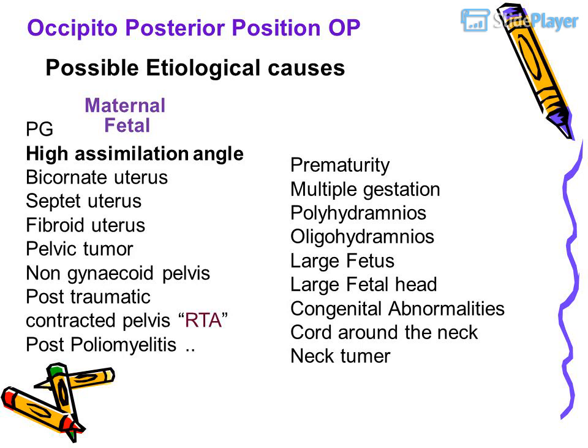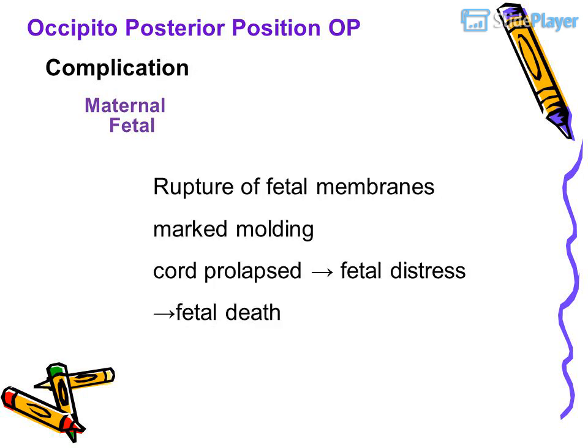Possible etiological causes. Maternal: high assimilation angle, bicornuate uterus, septate uterus, fibroid uterus, pelvic tumor, non-gynecoid pelvis, post-traumatic, contracted pelvis, post-poliomyelitis. Fetal: prematurity, multiple gestation, polyhydramnios, oligohydramnios, large fetus, large fetal head, congenital abnormalities, cord around the neck, neck tumor.